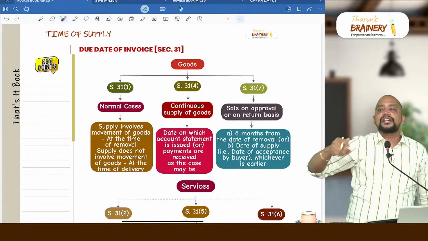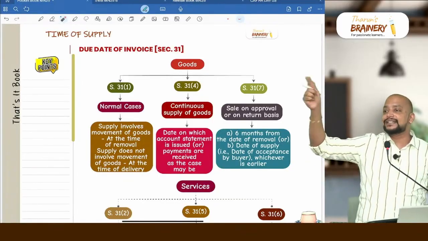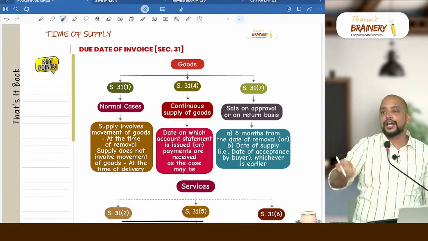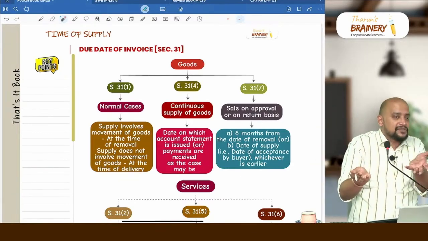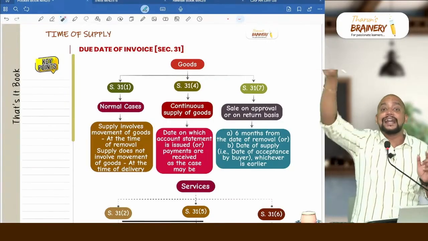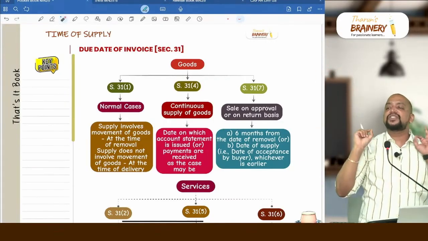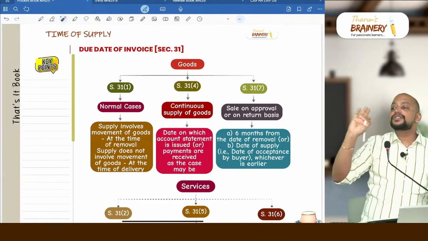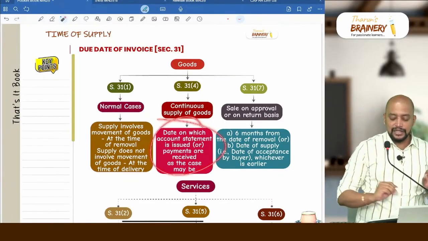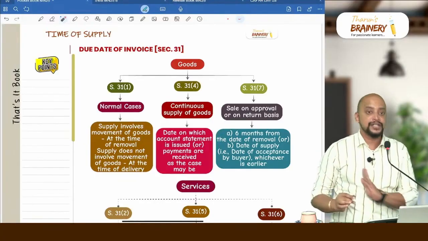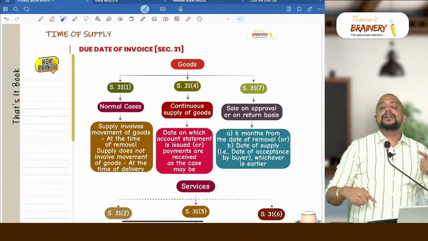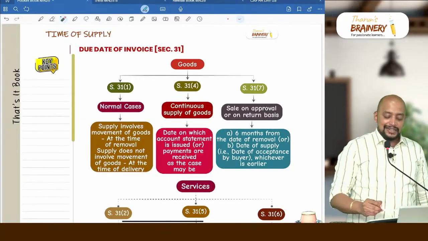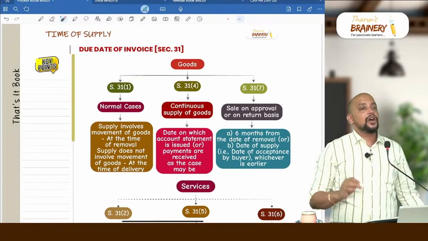In that account statement I will mention, say for example 6,86,000 minus 6 lakhs already you have given, so 86,000 I will give you an account statement. So that account statement date will be taken as the due date of invoice for the 86,000 portion. So for whichever amount that is mentioned in the account statement, the account statement date, for other amounts the payment received date, that should be taken as the due date of invoice for continuous supply of goods. Continuous supply of goods means, remember, there will be successive supply of goods for which the payments are settled on a periodical basis. Then section 31 subsection 1, normal cases.